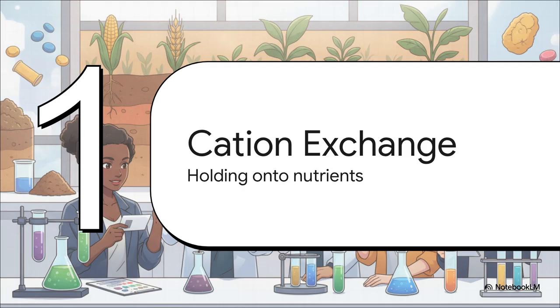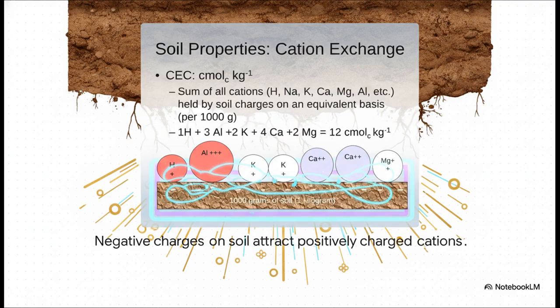Let's zoom way in and see how soil actively holds on to its food. This is so cool. The negative charges on soil, clay, and organic matter particles basically act exactly like a giant battery. They literally attract and hold on to positively charged elements which, as we know, are called cations. Elements like hydrogen, aluminum, potassium, calcium, and magnesium. They all physically cling to that negatively charged soil surface.